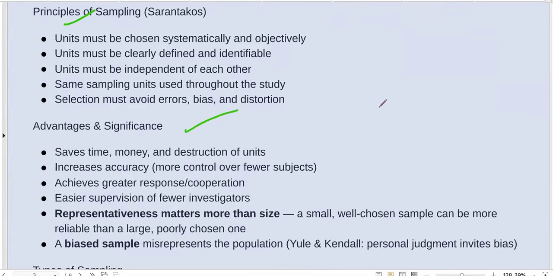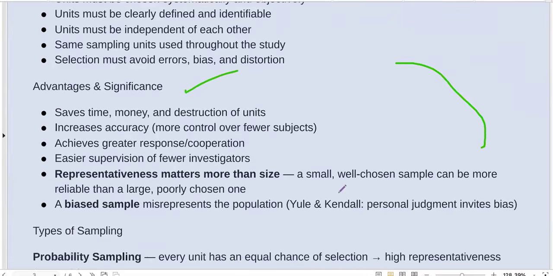What is the advantage and significance of the same? It saves time, it saves money, and destruction of units as well. Your accuracy will increase. Greater response, you can allot more time for one individual. So you can achieve greater response. You can achieve greater cooperation. And it is easier to supervise. Now, with fewer investigators, you can supervise them also with ease.